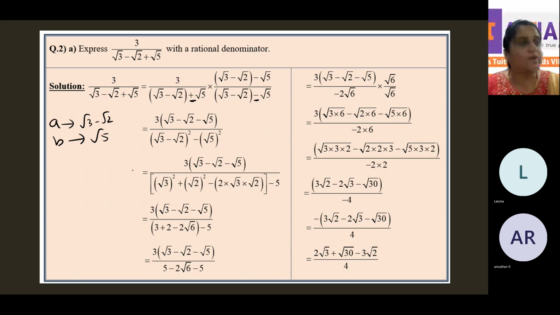A plus b into a minus b is a square minus b square. So you can see here a square, root 3 minus root 2 the whole square, minus b square, root 5 the whole square. This is understood? All right.